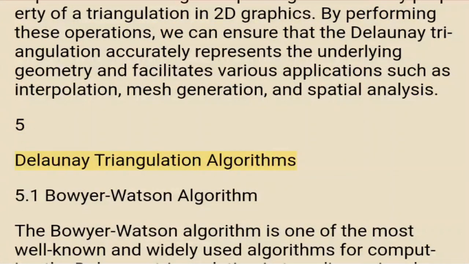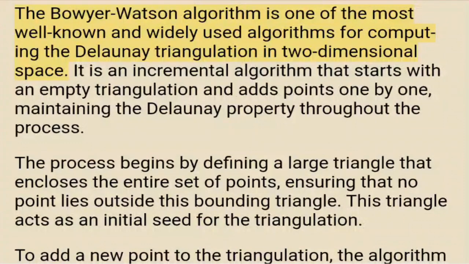5. Delaunay triangulation algorithms. 5.1 Bowyer-Watson algorithm. The Bowyer-Watson algorithm is one of the most well-known and widely used algorithms for computing the Delaunay triangulation in two-dimensional space. It is an incremental algorithm that starts with an empty triangulation and adds points one by one, maintaining the Delaunay property throughout the process.